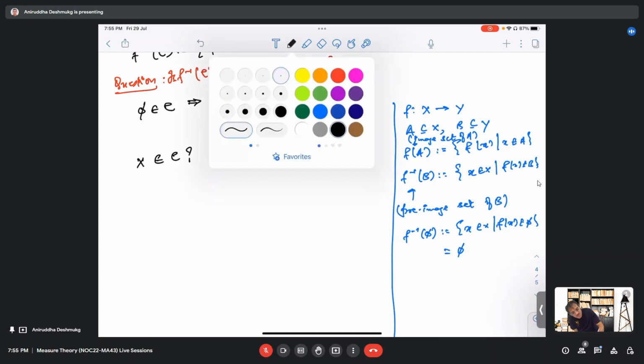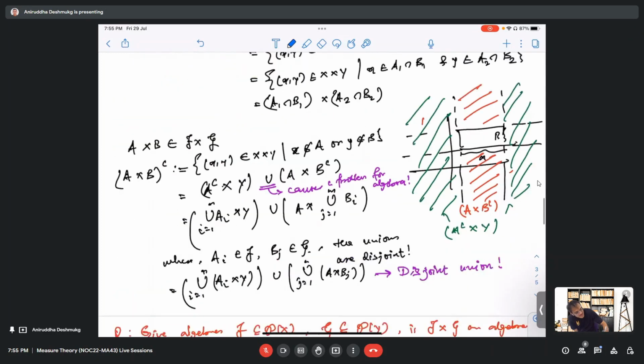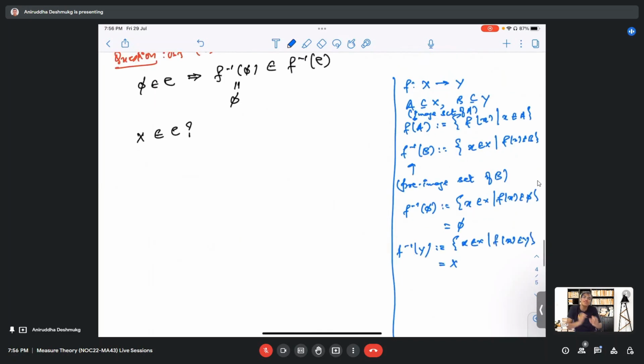Okay, what can you say about this set, F inverse of Y? By definition, it is collect all those X whose images are in Y. What is this set? It is the whole X, all of X, because f is a function from X to Y. So any point in X has image inside Y. So this is all of X.